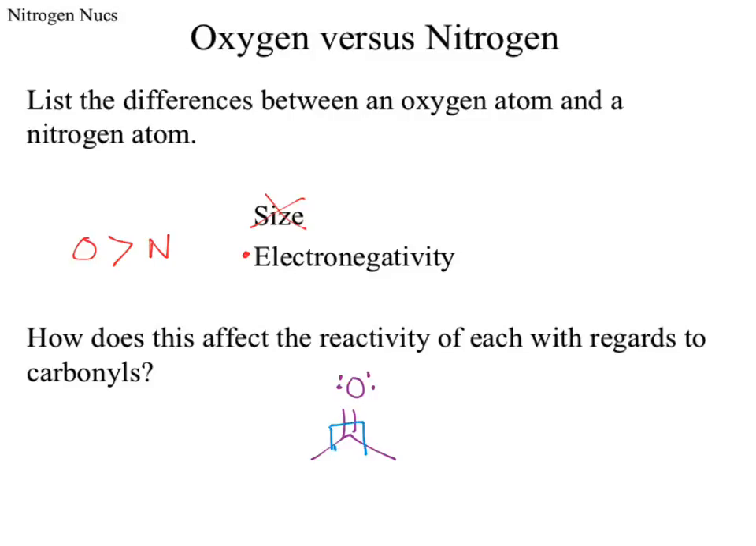As an electrophile, which then means our nitrogen or our oxygen must act as the nucleophile. It must be willing to donate electrons. If oxygen is more electronegative, it is holding its electrons, preventing the donation. That means nitrogen is a better nucleophile than our oxygen. Why does that come into play?